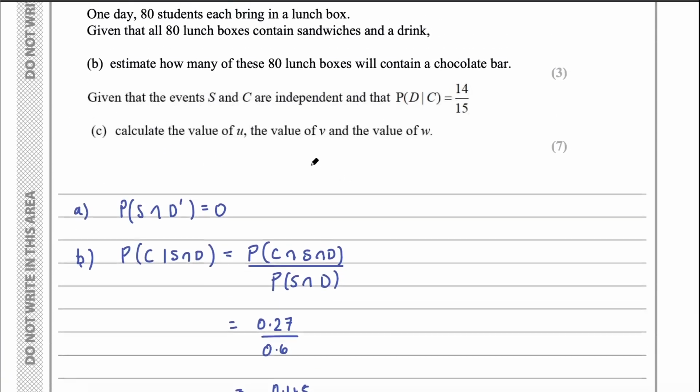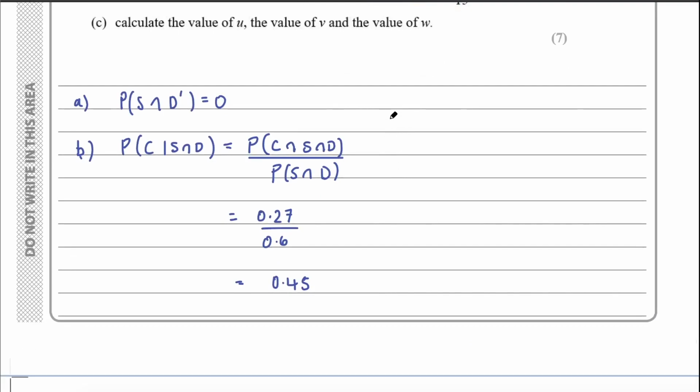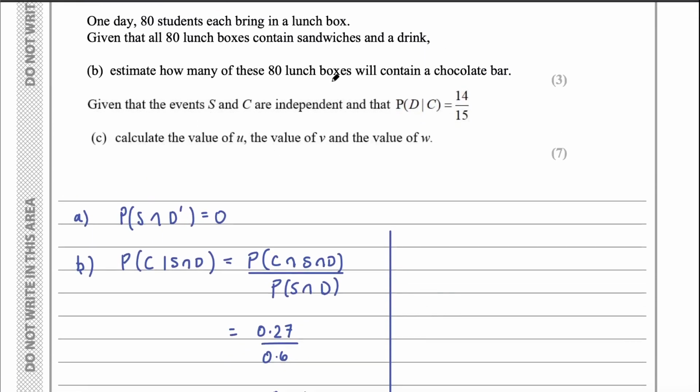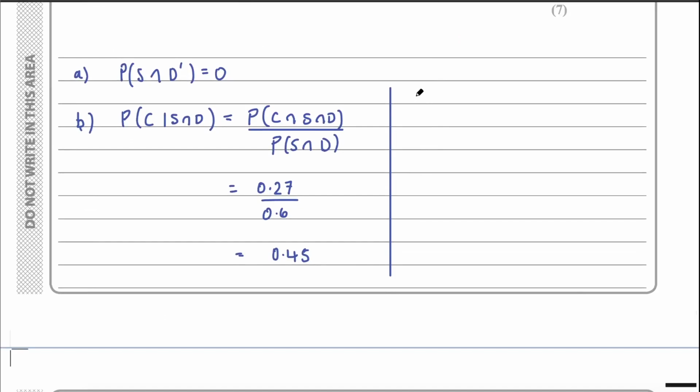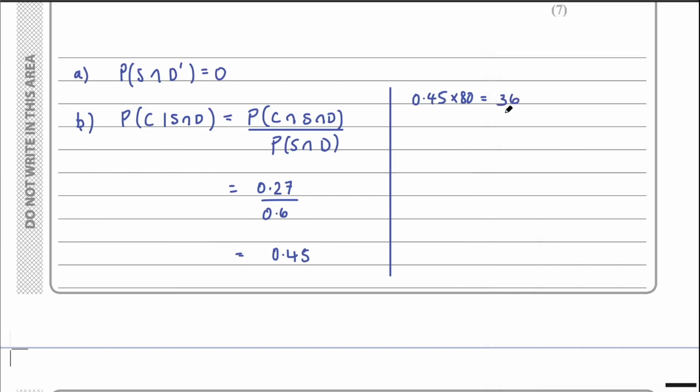And go back to the question, make sure you're answering it. Estimate how many of these 80 lunch boxes will contain a chocolate bar. Well, we need to do the probability of getting that multiplied by the sample size. So the number of lunch boxes will be 0.45 times 80. If we do that, 0.45 times 80, we get an answer of 36. So our estimate is 36 lunch boxes will contain a chocolate bar if they have a sandwich and a drink.